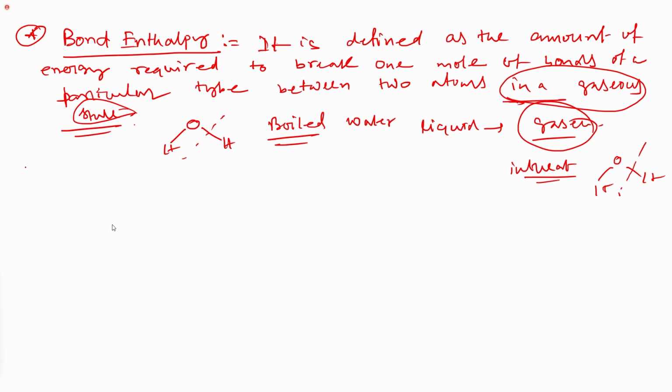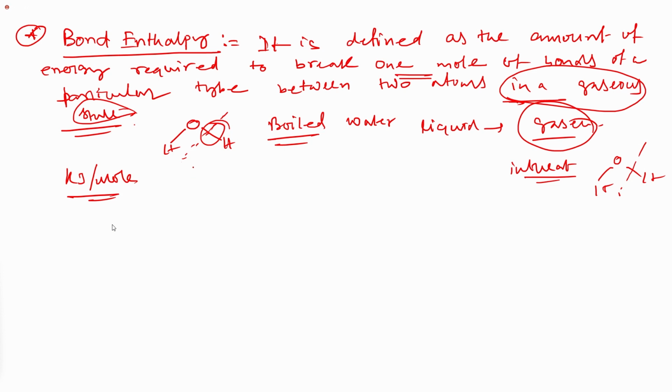So bond enthalpy is nothing but the amount of energy which is required to break 1 mole of the bonds of a particular type between two atoms in a gaseous state. So in a gaseous state, to break this OH bond, how much energy is needed per mole? It is called the bond enthalpy. Bond enthalpy is defined in kilojoules per mole. That's why they are saying 1 mole.